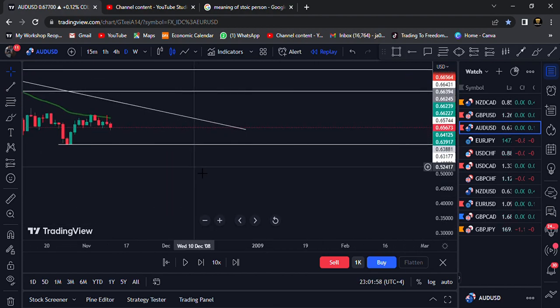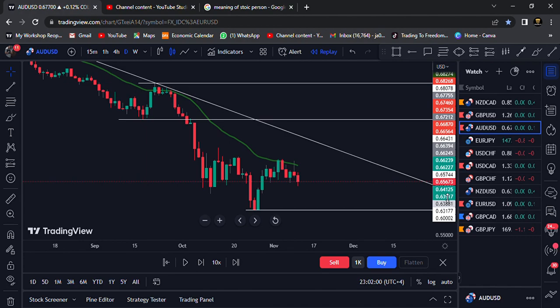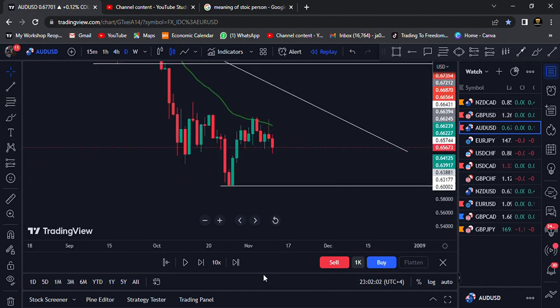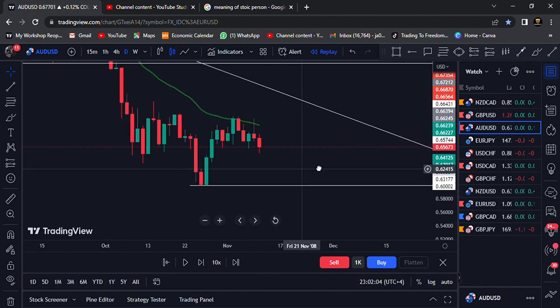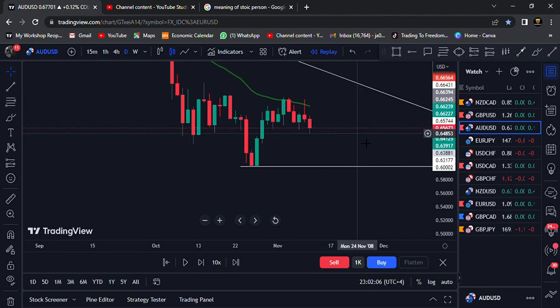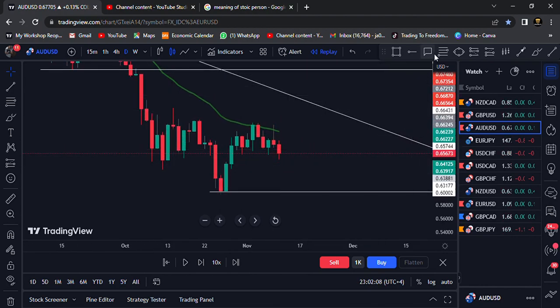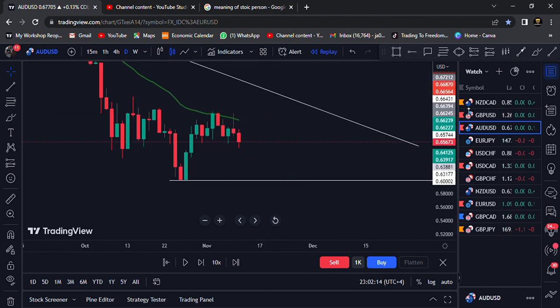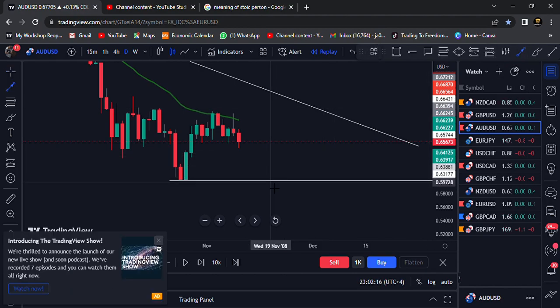So we know the rules. When price crosses the trend, what happens next? Right now we are expecting price to either come back here, but this is a good reversal signal, guys. This is a good reversal signal.